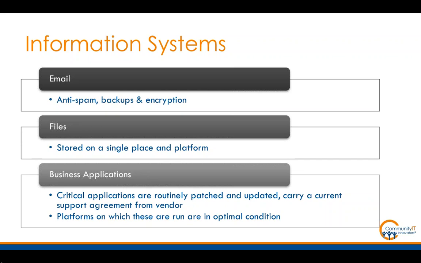And certainly encryption means that they might be able to get that file attachment, but they can't do anything with it because it's encrypted. So that's very important for any sensitive information that you're sending through email.